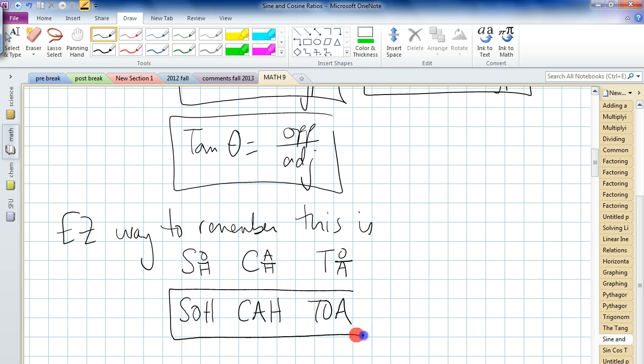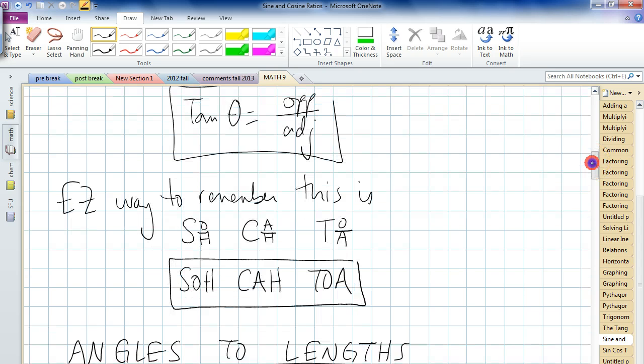Sakatoa. Say it a couple times. It feels good. Write it out a couple times. Sakatoa. Sine, opposite hypotenuse. So you know that when you have an opposite hypotenuse, it's sine. Adjacent hypotenuse, cosine. Tangent is opposite adjacent.